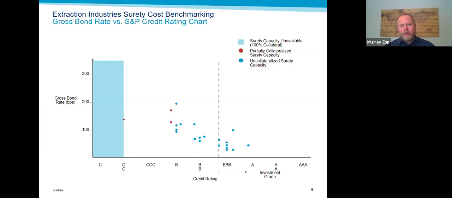We wanted to chart out or show just exactly where the costing models are in the surety industry. And so we took a small sample size of extraction industry clients to build out this graph. So you can see there's definitely a trend. A couple things that's interesting about it is when you get to the left side of the graph, when you start getting into the lower ratings, instead of an inflation in the actual bond rate, what you'll see is the sureties asking for partial collateral behind their bond facility.